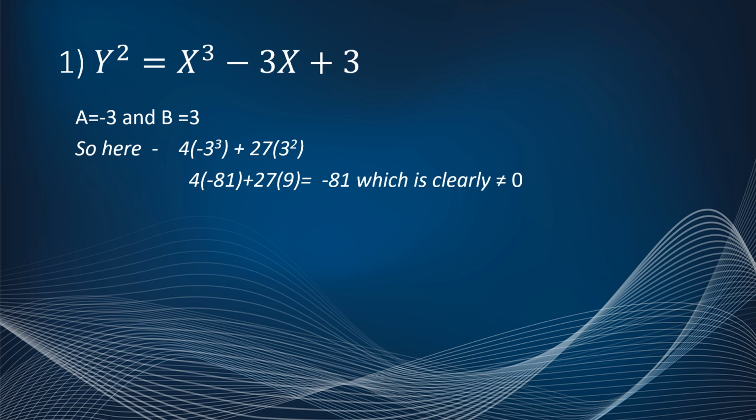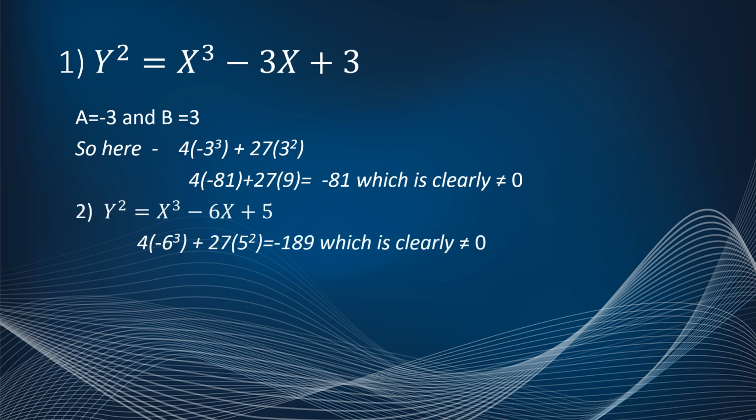So let us see another example. y square is equal to x cube minus 6x plus 5. Again, by solving this equation, we'll get minus 81, which is again clearly not equal to 0. So the Weierstrass equation is satisfying the discriminant property.